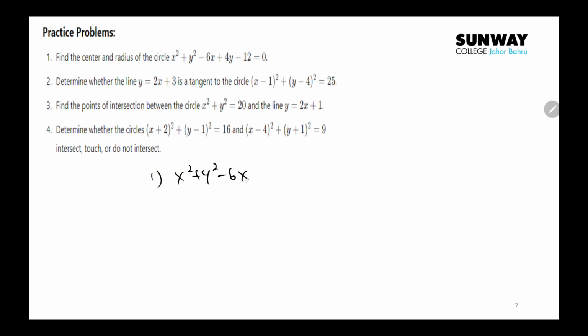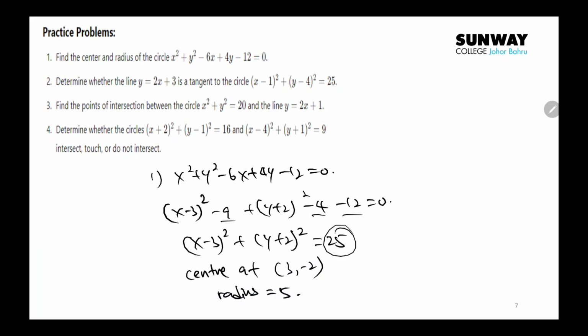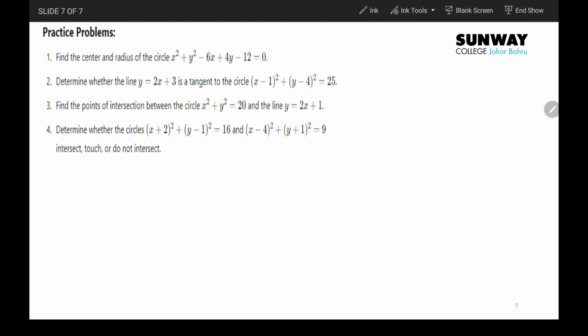So if things have already been expanded, what you need to do is make them into a perfect square form. And that is 25. So the center is at (3, -2). The radius is the square root of 25, which is equivalent to 5. So that is how the first question is done, using completing the square.